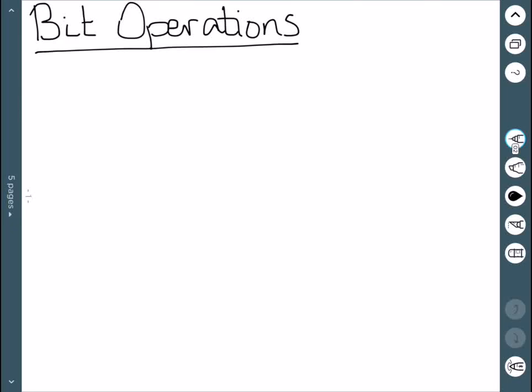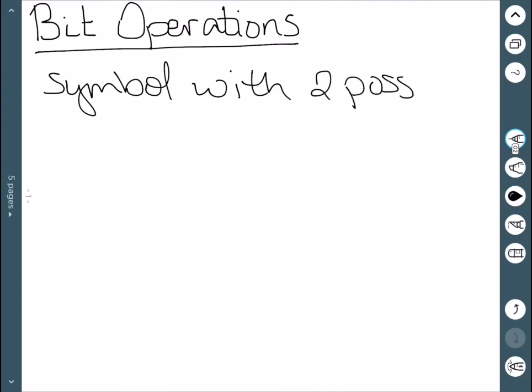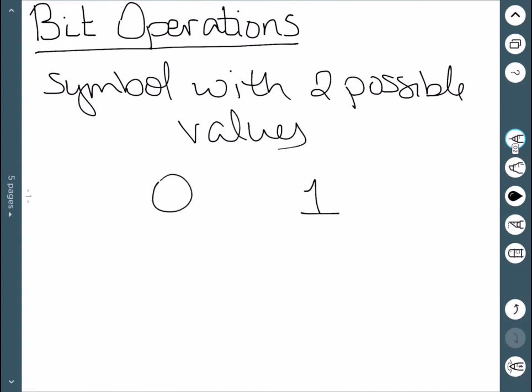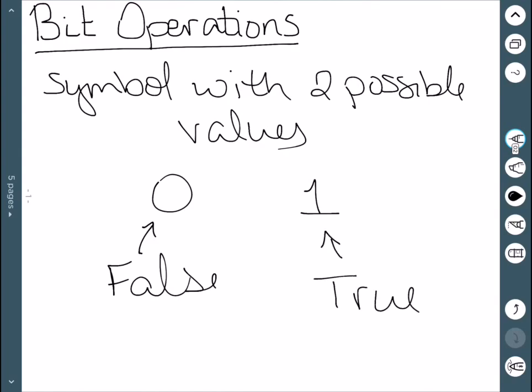We will now look at bit operations. So first, what is a bit? Well, it's just a symbol with two possible values. In particular, a 0 and a 1. Traditionally, the 0 represents false, while the 1 represents true. In using these as true and false, we can now use our logical operations on them.